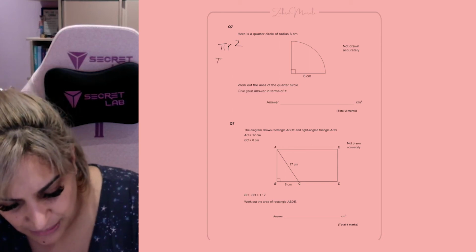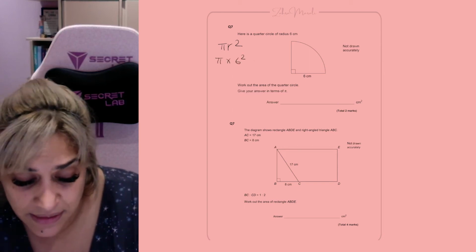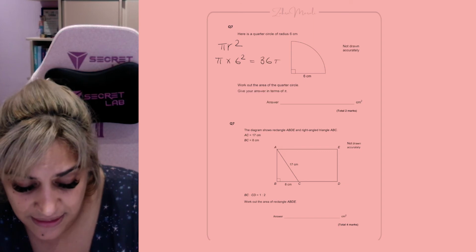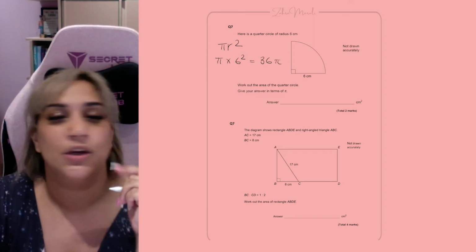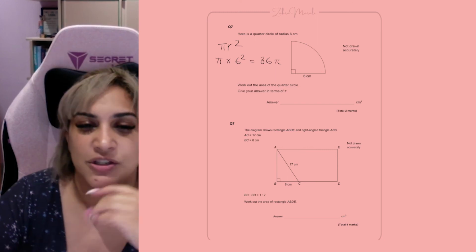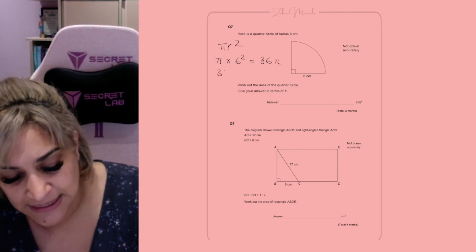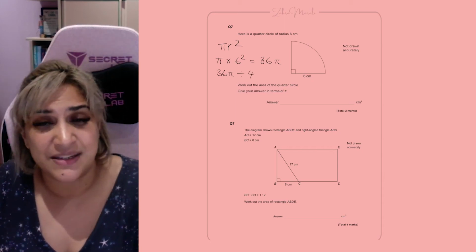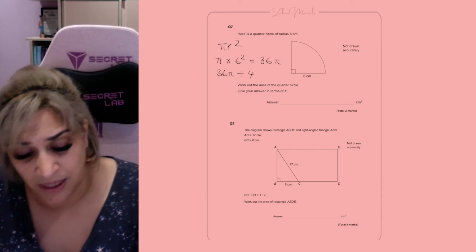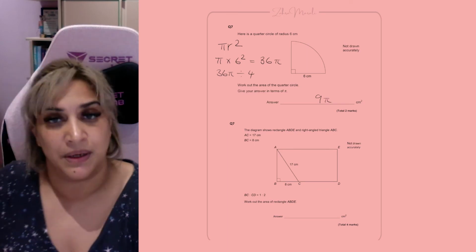So we're going to do pi times 6 squared. 6 squared is 36, so we can write 36 pi. But that would be a whole circle. We only want a quarter. So for a quarter, we're going to divide that 36 by 4. And because it's told us to leave it in terms of pi, we just write 9 pi.